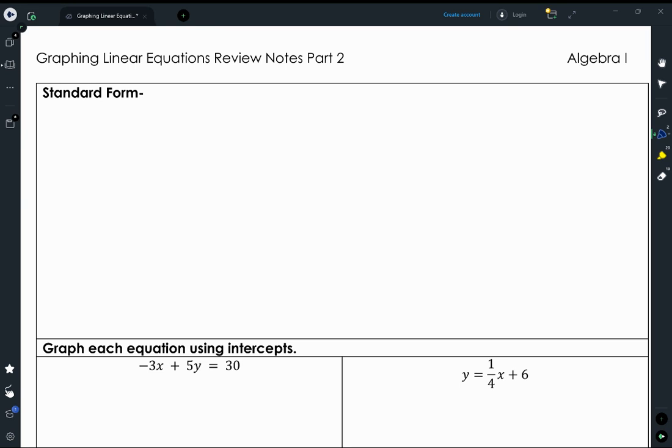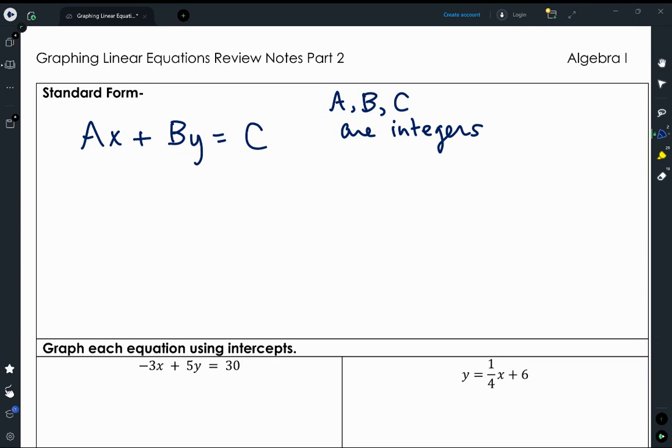So standard form is kind of the weird form. Slope-intercept form is great because you can see the slope, you can see the y-intercept. That makes sense in terms of what the graph looks like. Standard form is ax plus by equals c. A, b, and c are integers, and we tend to like it if a is not negative.